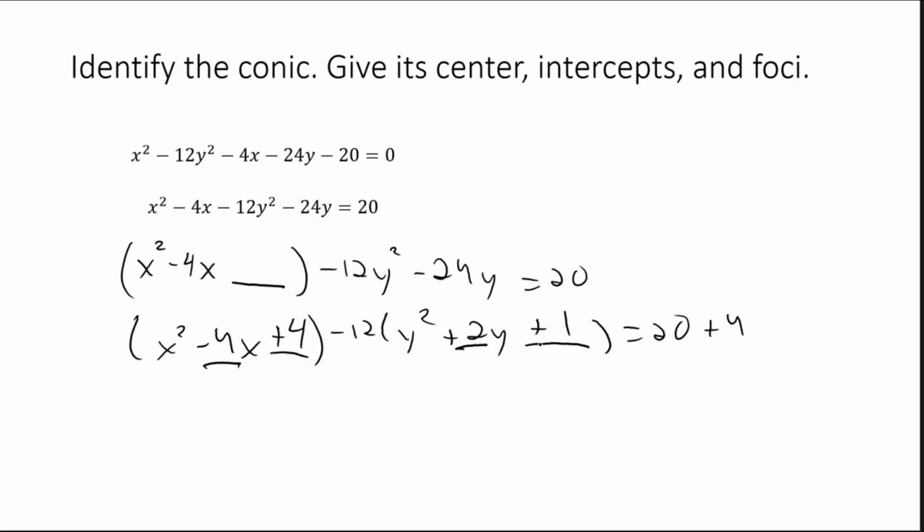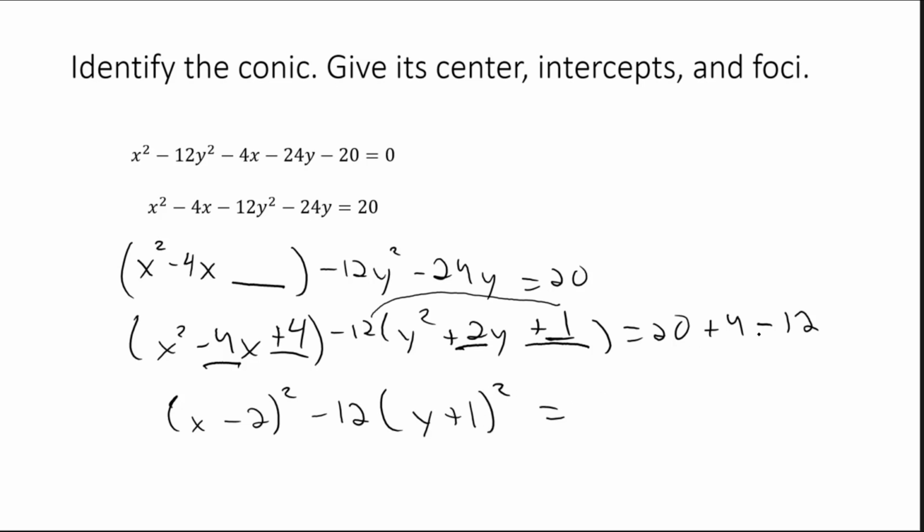And then this plus 1, just be very careful because you have the negative 12 outside of the parentheses, meaning the negative 12 is actually being multiplied with the 1. So by putting a 1 here, in reality, what we've done is we subtracted 12, negative 12 times 1. So on the other side, we must subtract 12 as well. So now we have x squared, this can factor to be x minus 2 squared, and then we have minus 12 times y plus 1 squared, and then we have 24 minus 12, which would be 12.